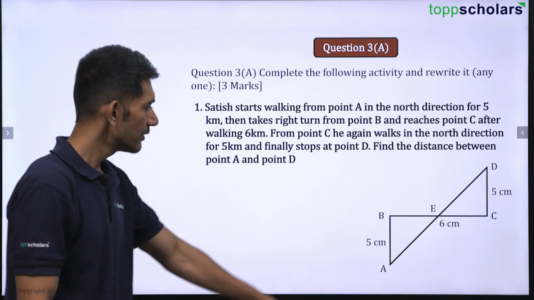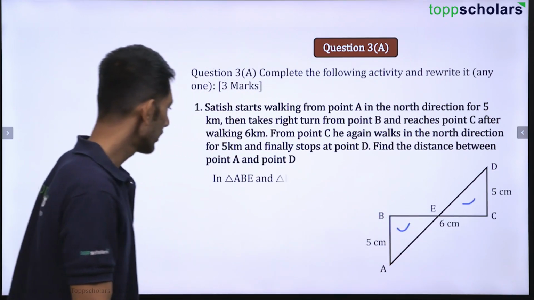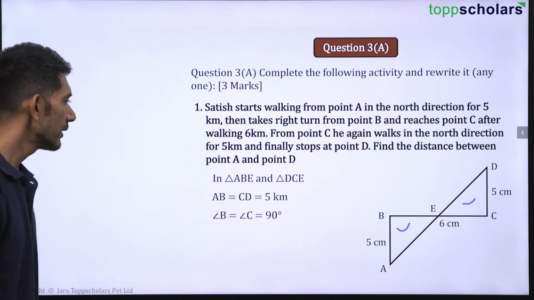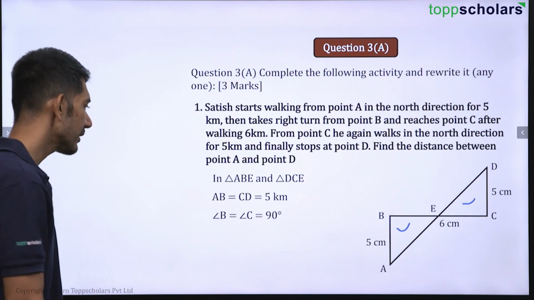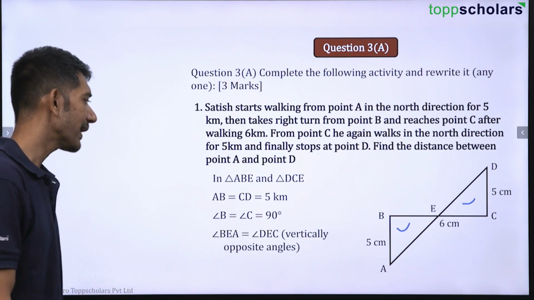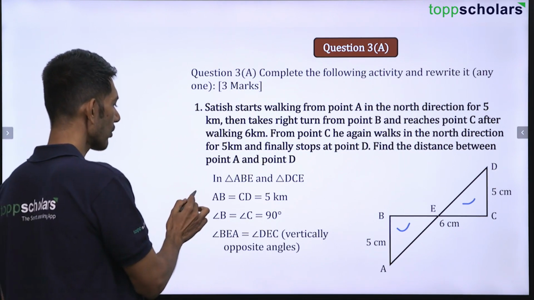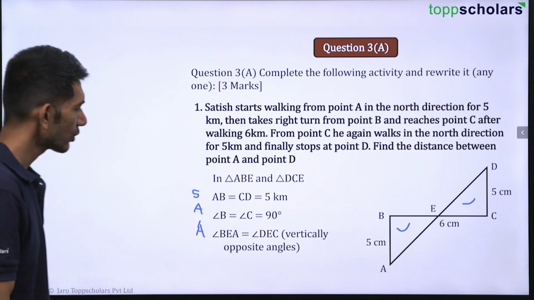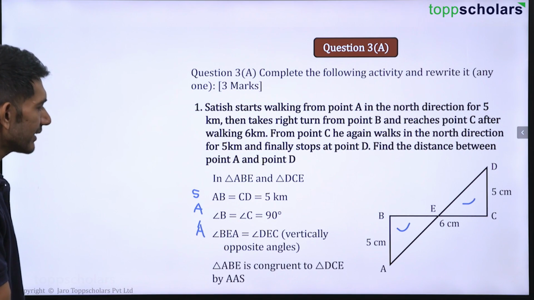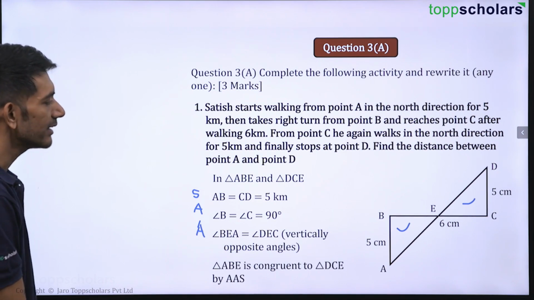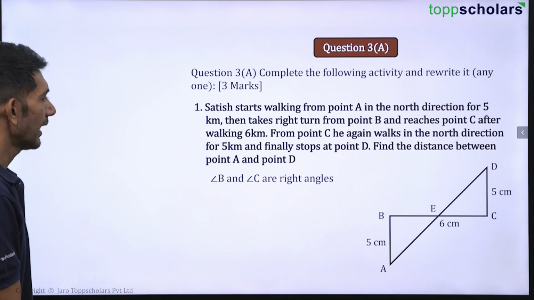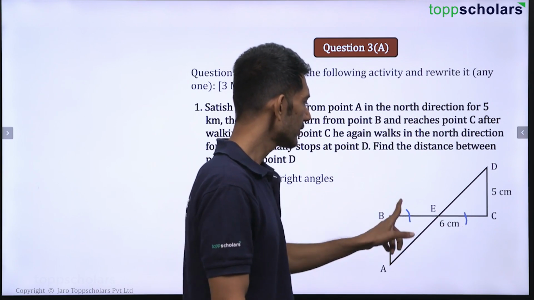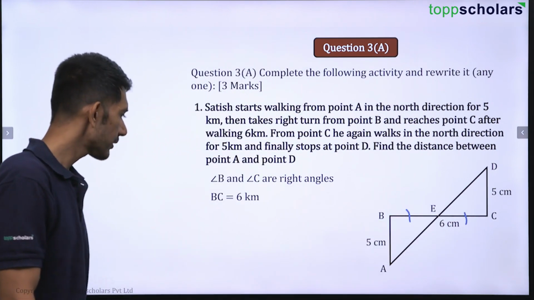So let us see the solution once again. How did we start? We started with trying to prove the two triangles congruent. So firstly we have taken the two triangles. We know that AB is equal to CD, that is given 5. Then the two angles, angle B and angle C, are 90 degrees. And then we know that vertically opposite angles are equal. So the two triangles are congruent by angle side, right? So once the two triangles are congruent, we can say that triangle ABE is congruent to triangle DCE. And then we obviously know, since we have these two equal, this becomes 3, this becomes 3, correct?